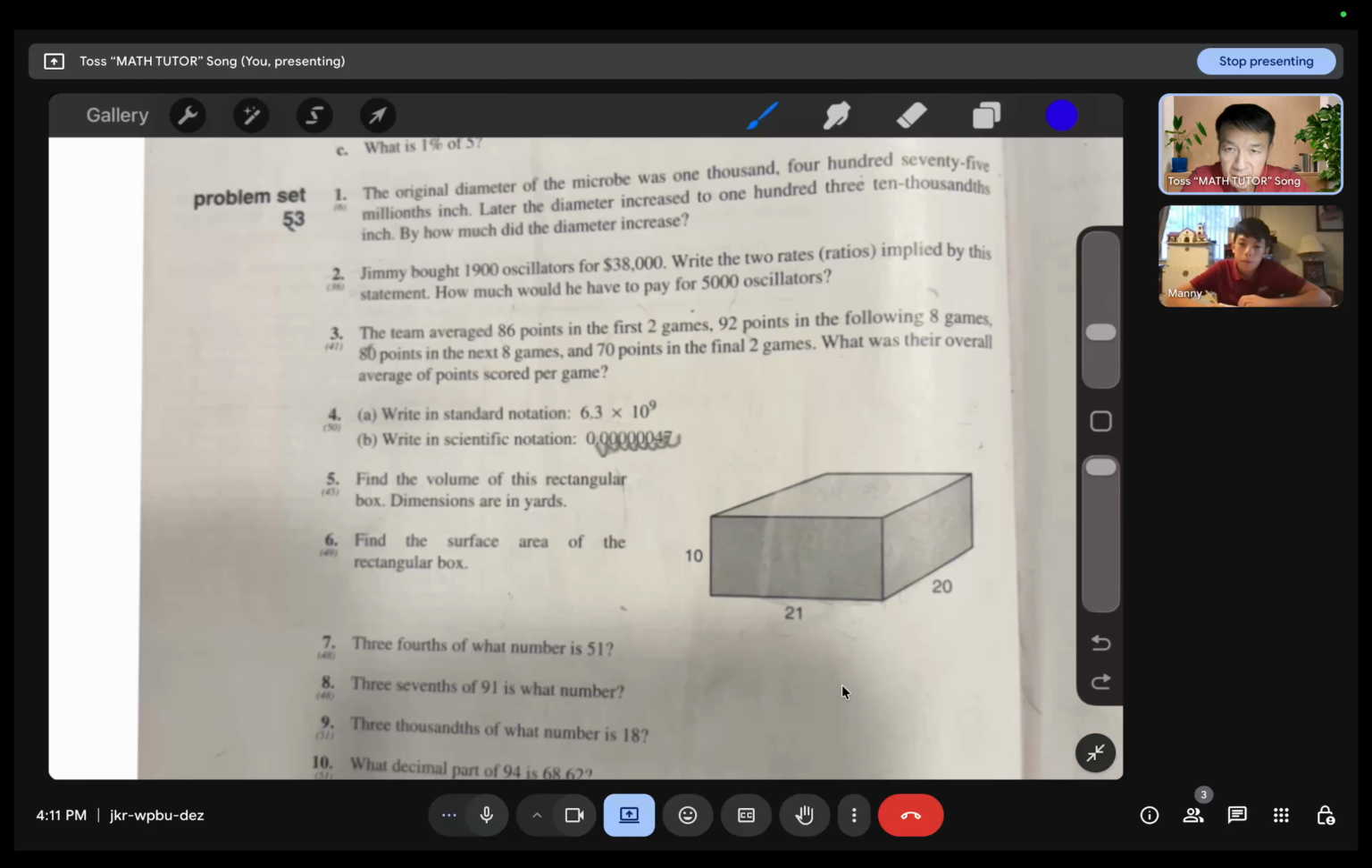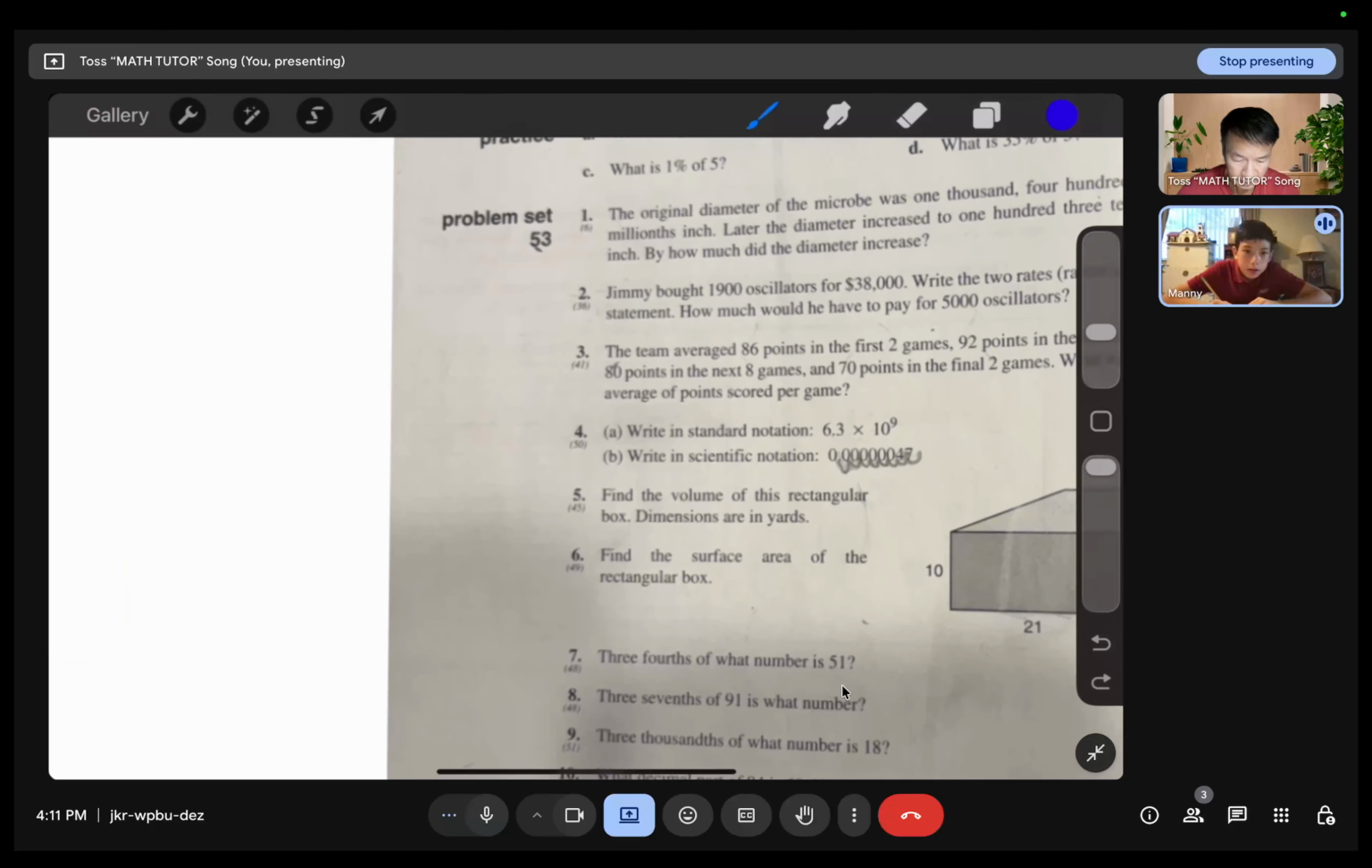Jimmy bought 1,900 oscillators for $38,000. Write two rates or ratios implied by this statement, and then answer the question: how much would he have to pay for 5,000 oscillators? Okay, explain to me how you would do it. Set up the first ratio. It'd be 1,900 oscillators over $38,000, and then $38,000 over 1,900 oscillators.